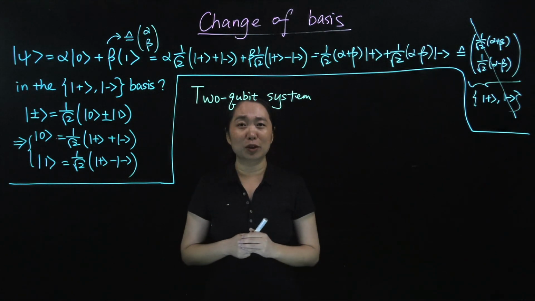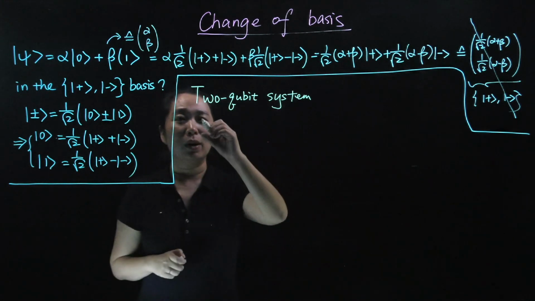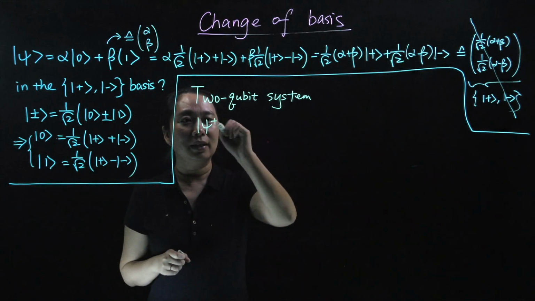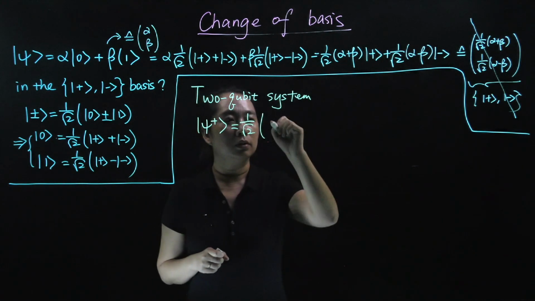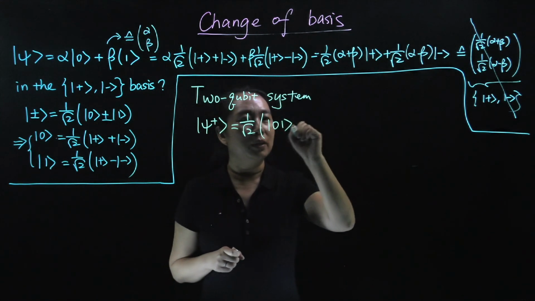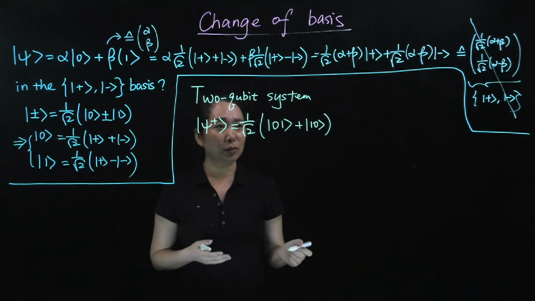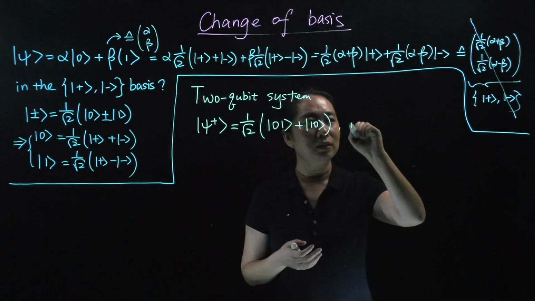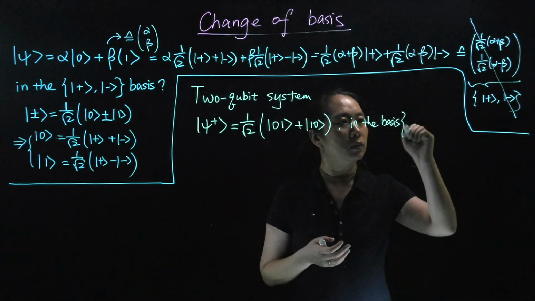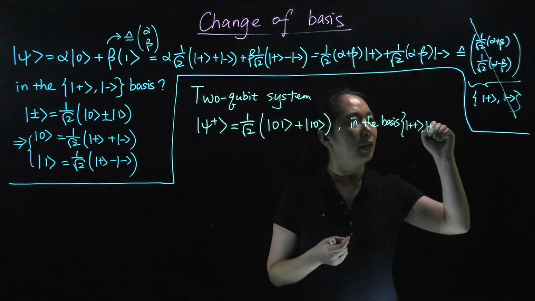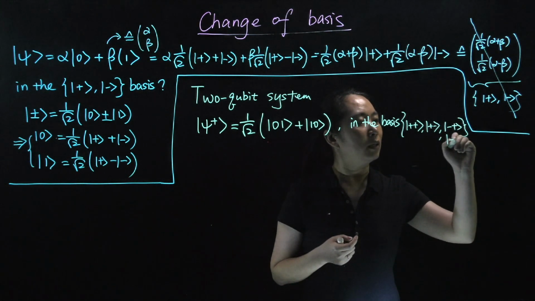Now, how about the basis transformation for a two-qubit system? For simplicity, let's just take one of the Bell states, the psi plus state, for example. This can be written as 1 over square root 2, 0 1 plus 1 0 in the computational basis. Can we now express this in the plus-minus basis? That is, in the basis of plus plus, plus minus, minus plus, and minus minus.